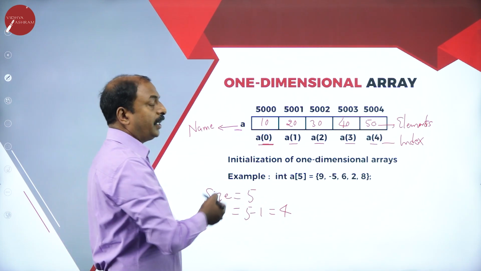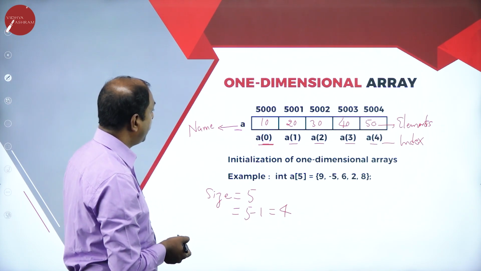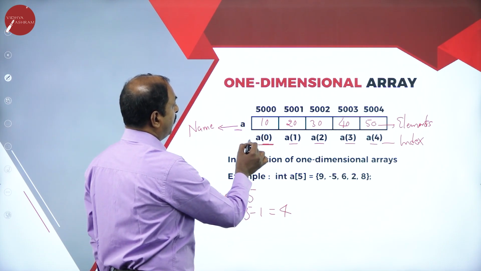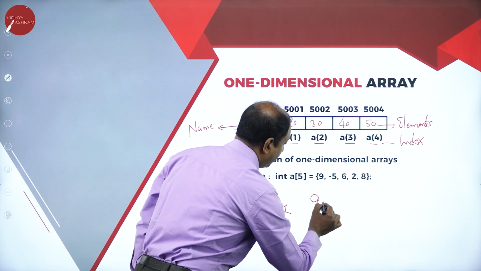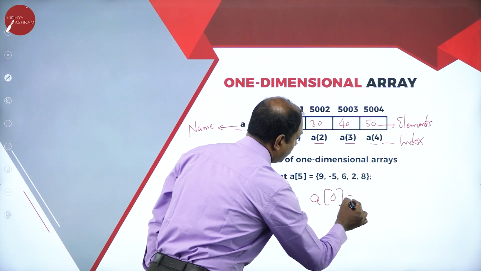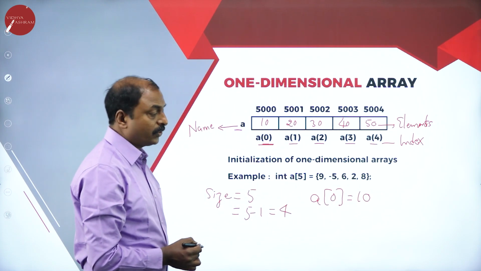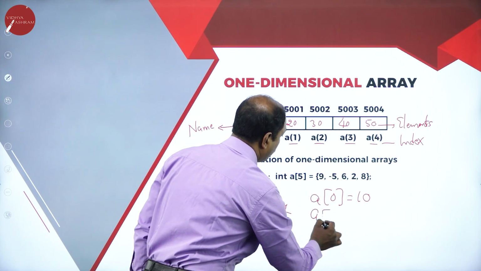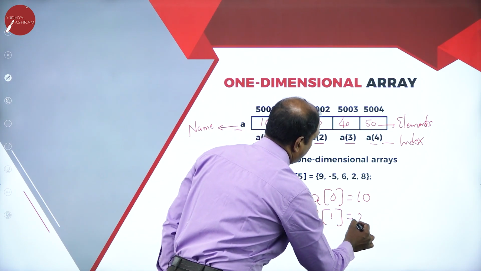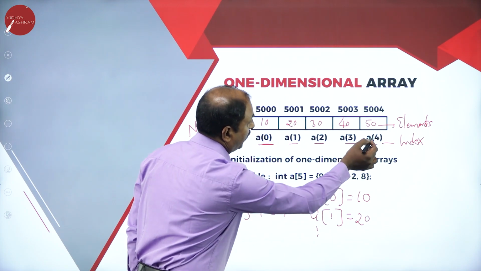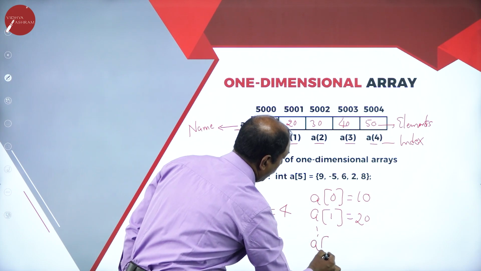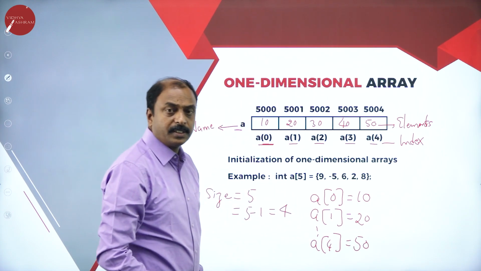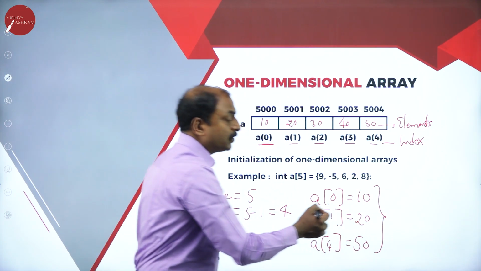And here, how do we access the elements of an array? Suppose, for example, 10. What is the position of 10? That is 0. The name of the array is A. So we can write A of 0. A of 0 represents the value 10. So this is the first element of an array. Similarly, 20 is A of 1. Similarly, for 50, A of 4 is equal to 50. So this is how we access the elements of an array.